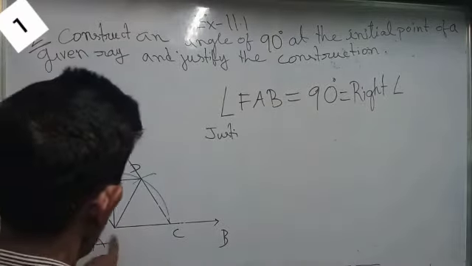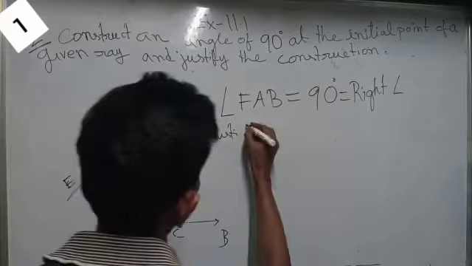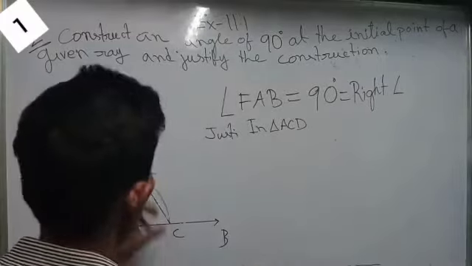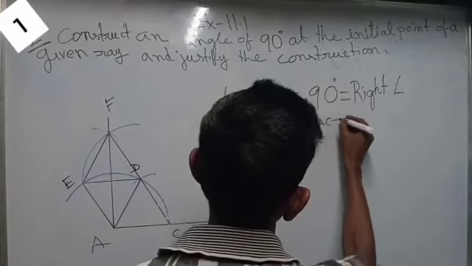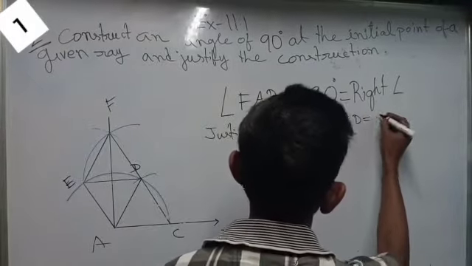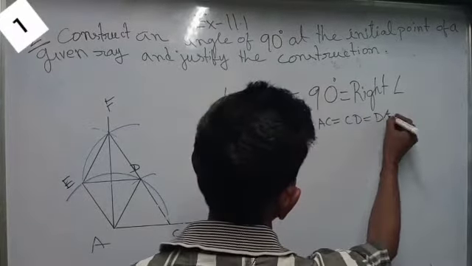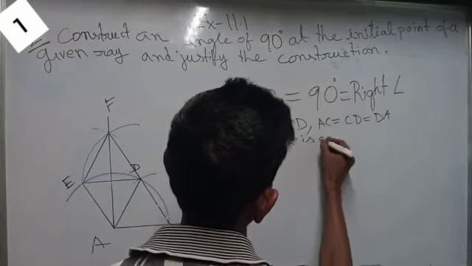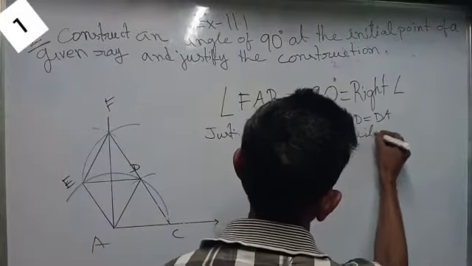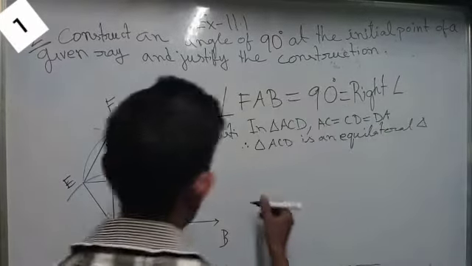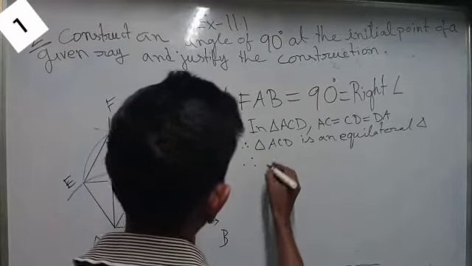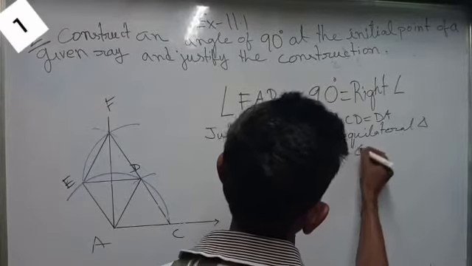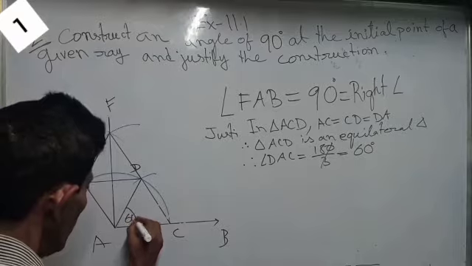In triangle ACD, AC equals CD equals DA. Therefore, triangle ACD is an equilateral triangle. Therefore, angle DAC equals 180 divided by 3 equals 60 degrees. That means this one is 60 degrees.